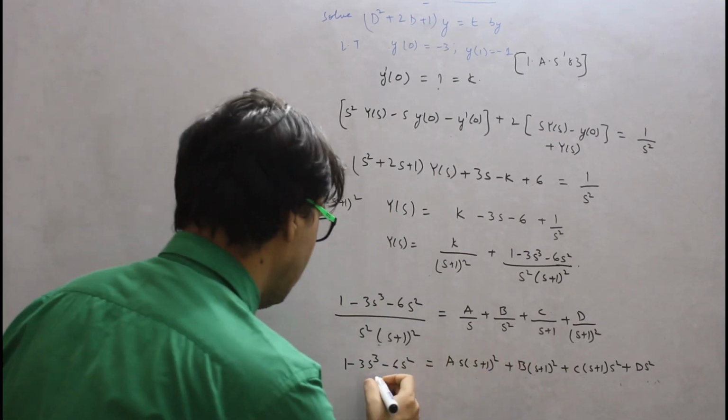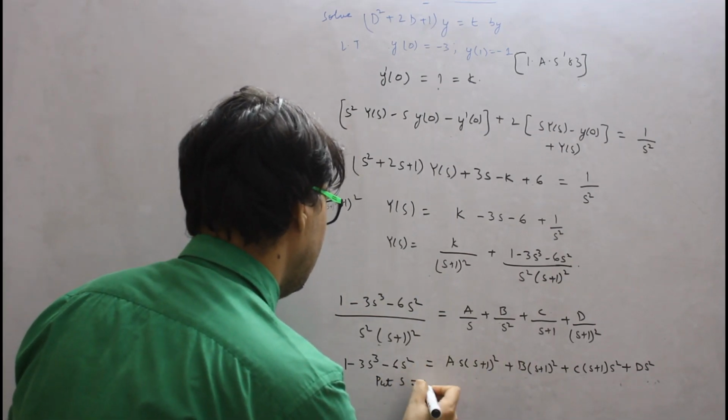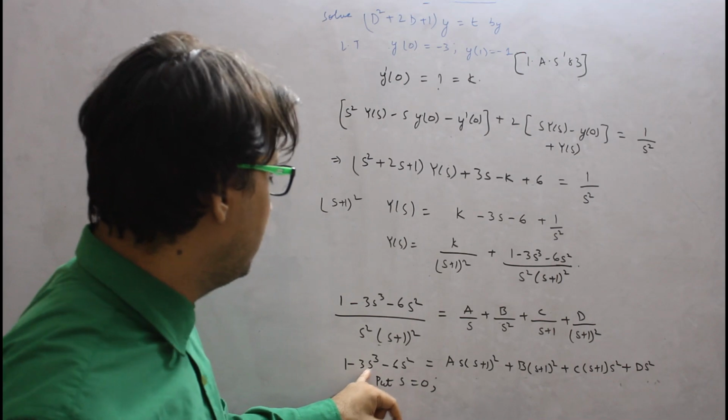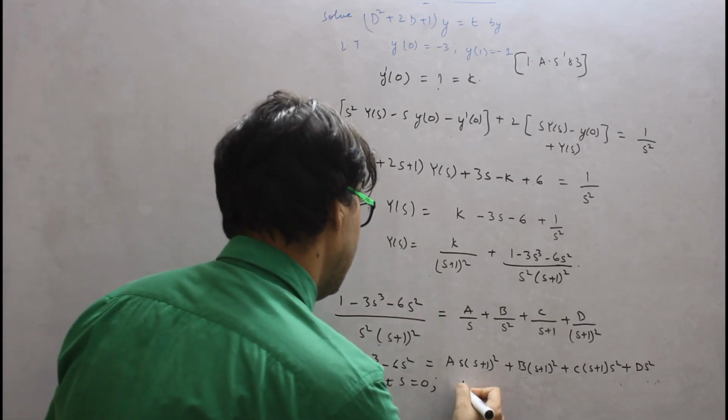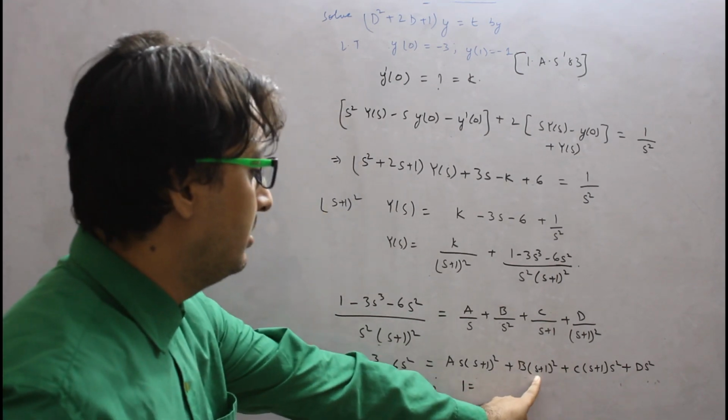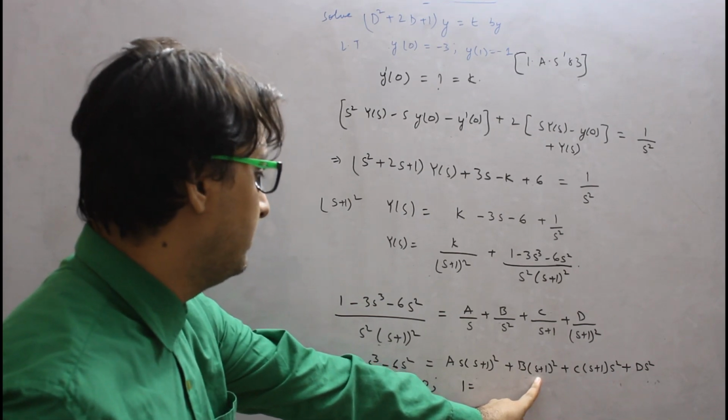Now if I put s is equal to 0, what will I get? This becomes 0, this becomes 0. All that is left on the LHS is 1, and here if I put 0, what becomes?